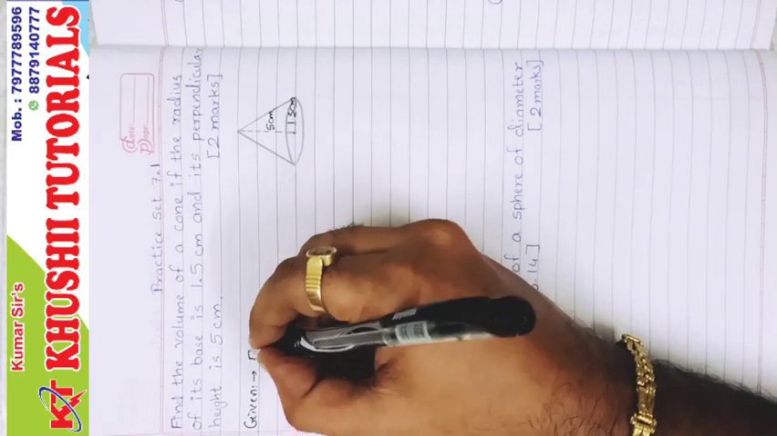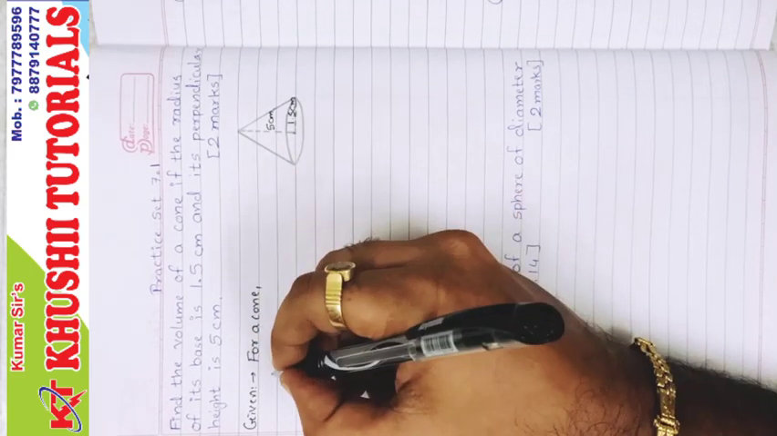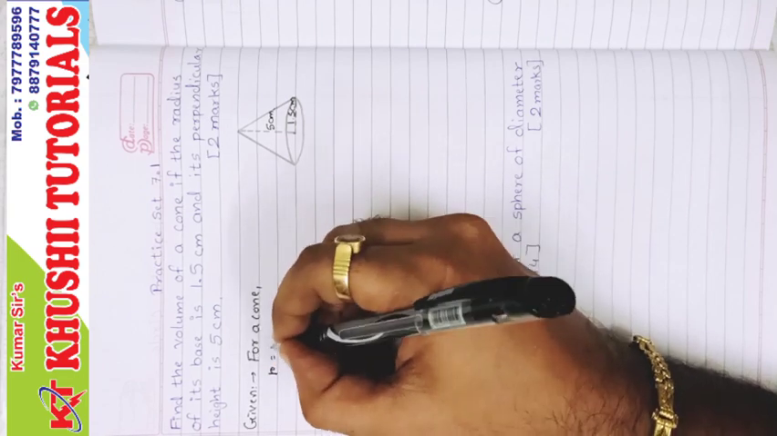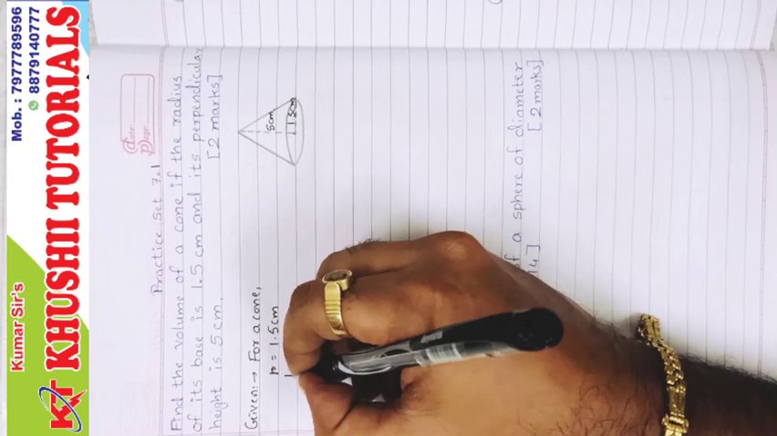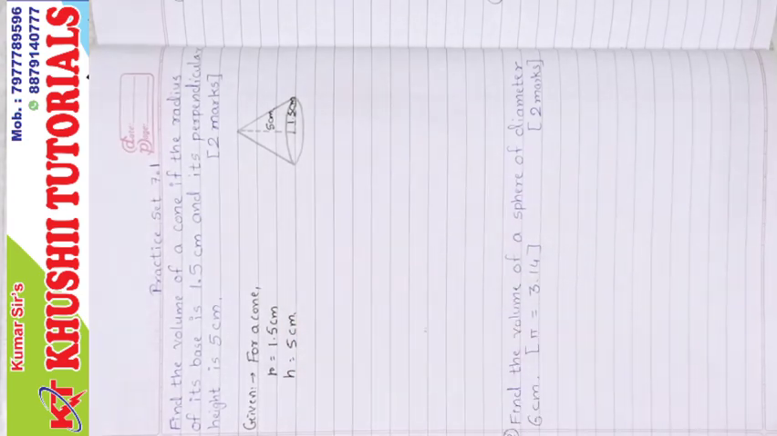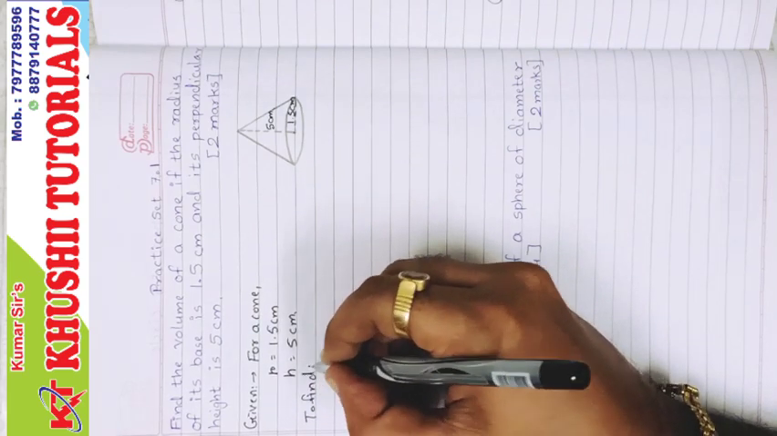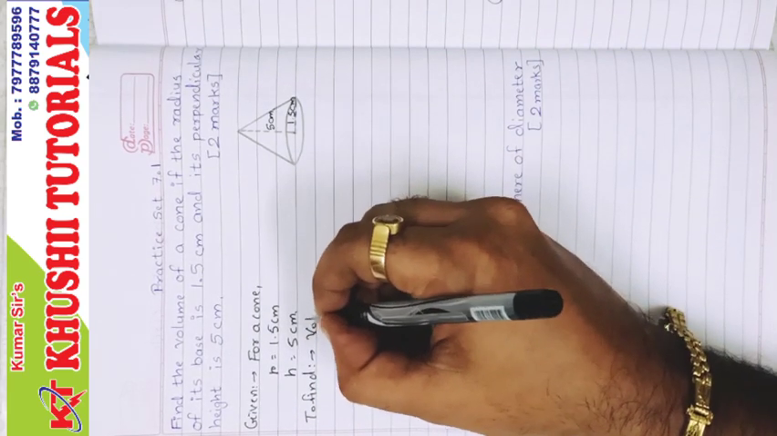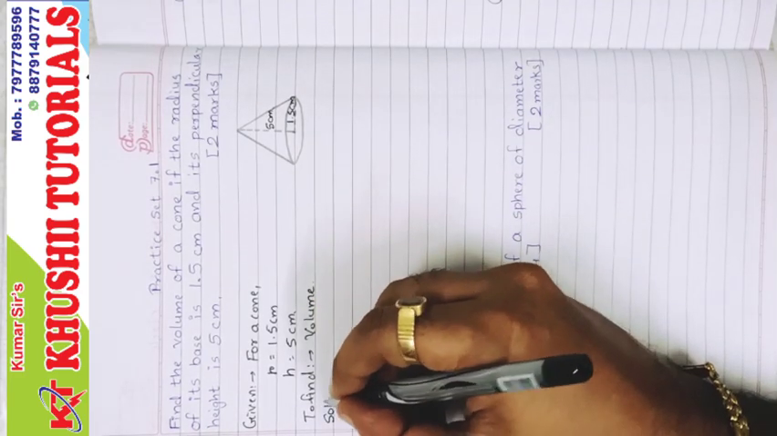Which figure is this? So cone. So for a cone, radius equal to 1.5 centimeter, perpendicular height h is 5 centimeter. To find: volume. Solution.